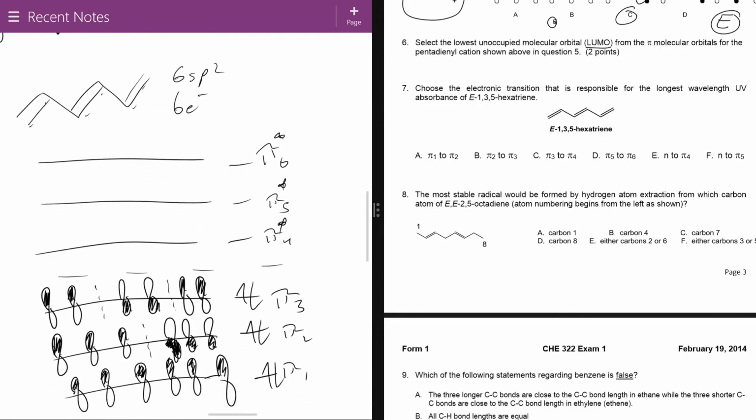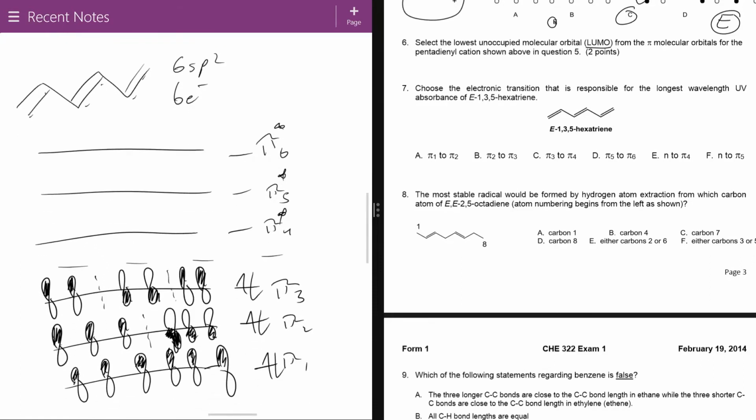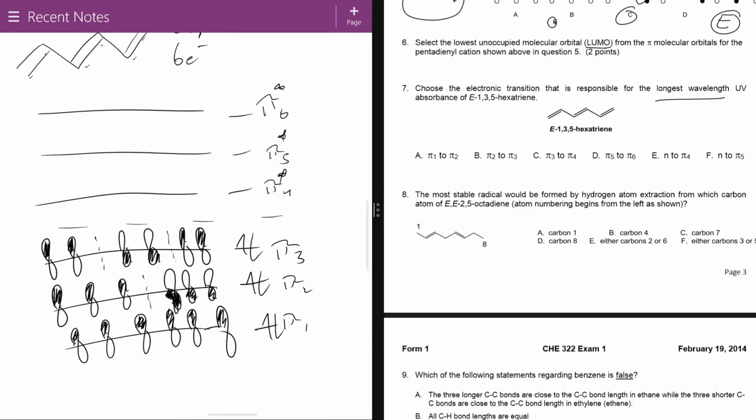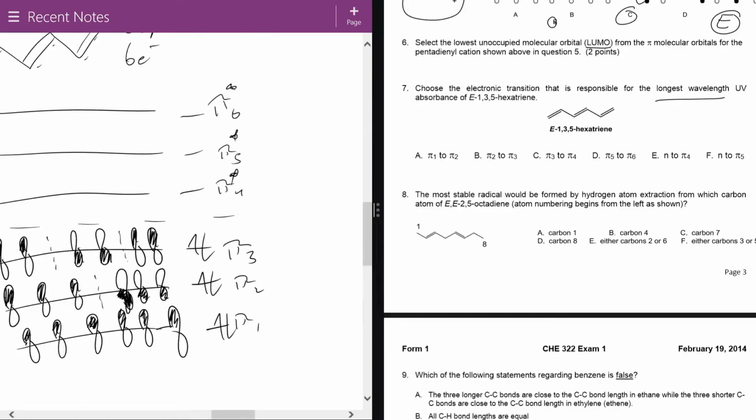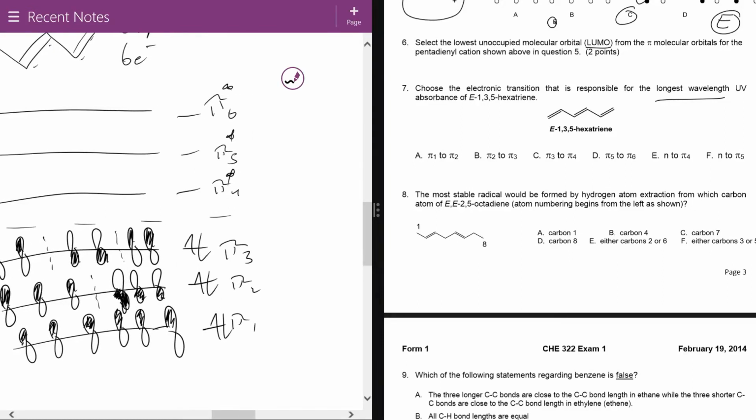So if we're absorbing UV light, we're going to be promoting electrons. We want the promotion that takes the least amount of energy because we have the longest wavelength. So since this scale is energy, the higher up we go, the more energy we'll need. So we could promote an electron from 1 to 6, but that would take the most amount of energy. 1 to 2 we can't do, so 1 to 4. But the smallest gap is between 3 and 4.